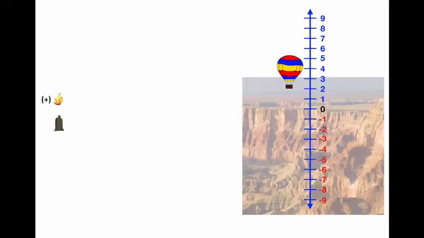Blasts of hot air are positive because each blast makes the balloon rise 1 unit. Bags of sand are negative because each bag causes the balloon to descend 1 unit.